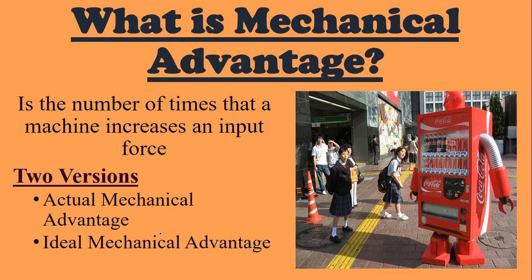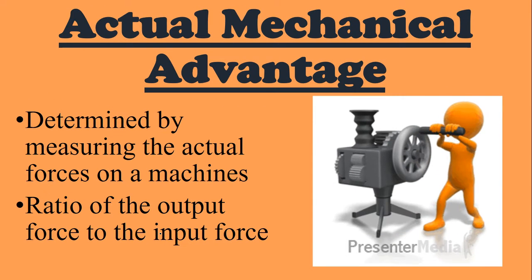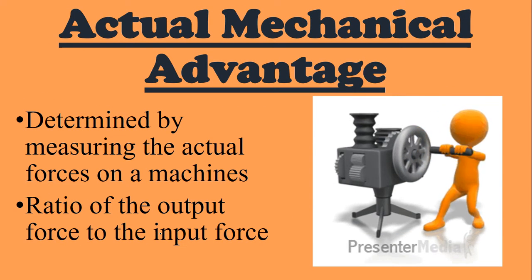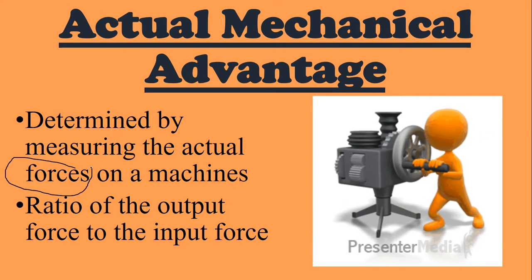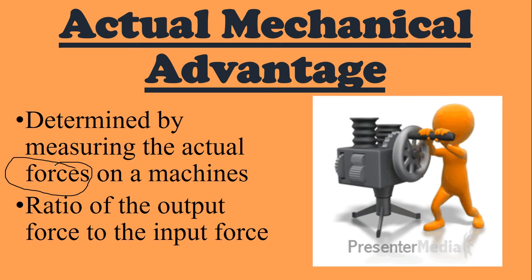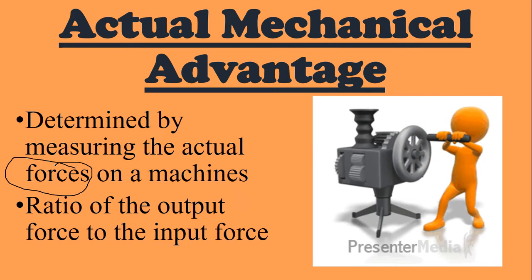So what is mechanical advantage? Mechanical advantage is the number of times that a machine increases an input force. There's actually two types of mechanical advantage: actual mechanical advantage, which we're going to cover in this video, and ideal mechanical advantage, which we're going to cover in a different video. Actual mechanical advantage is determined by measuring the actual forces on the machine, and it's the ratio of output force to input force.